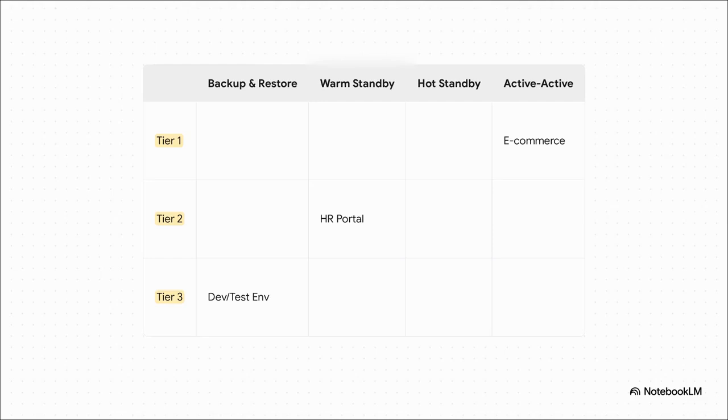And boom, here it is in action. Look how beautifully simple this is. For Innovate Corp, their Tier 3 dev environment, it just gets a simple backup and restore. Done. The Tier 2 HR portal, it gets a warm standby, a nice balance between cost and recovery speed. And only the Tier 1 absolutely mission-critical e-commerce site gets that pricey, high-availability, active-active pattern. See? There's no wasted money, and there's no unacceptable risk. Everything is exactly where it should be.